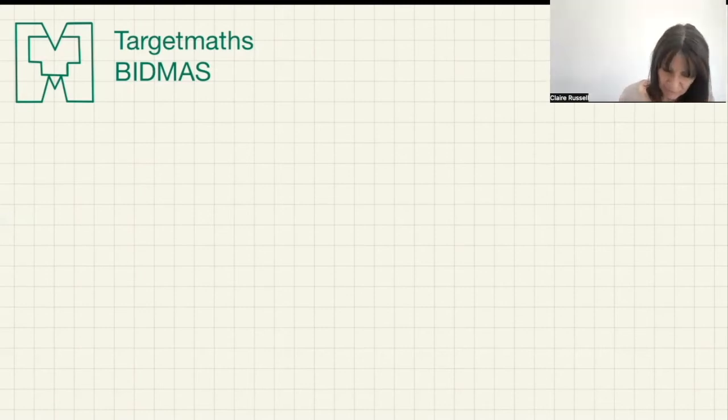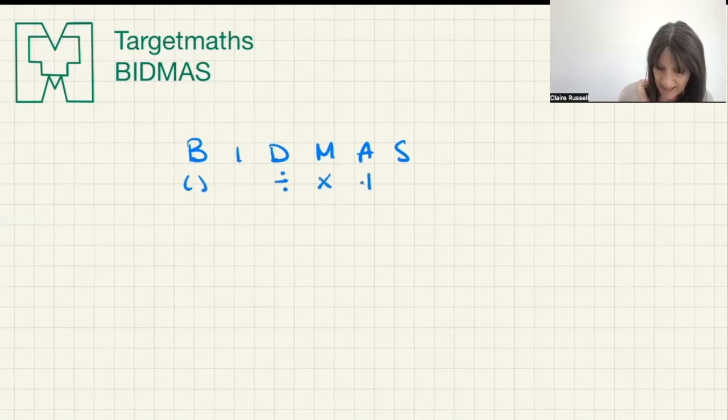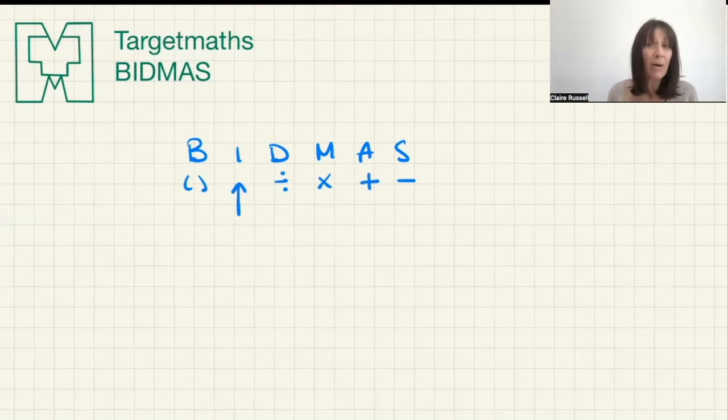So let's write the word first of all. You've got BIDMAS, which stands for brackets, indices, division, multiply, add, and subtract. Now the I stands for indices or powers. It works best for indices, but they're the same thing. And that's when you've got a number that's raised to a power, like power 2, like n squared.